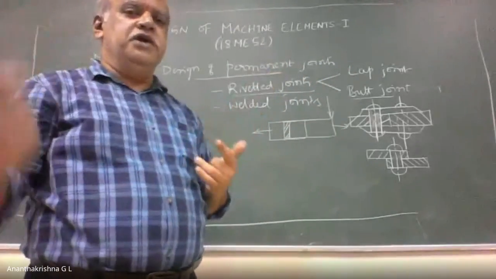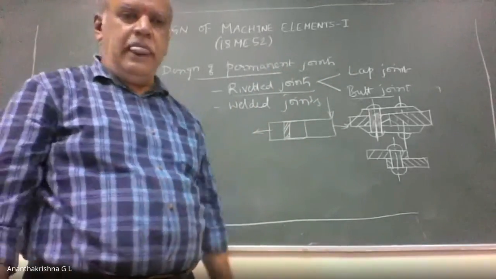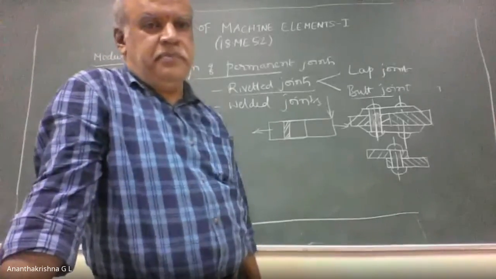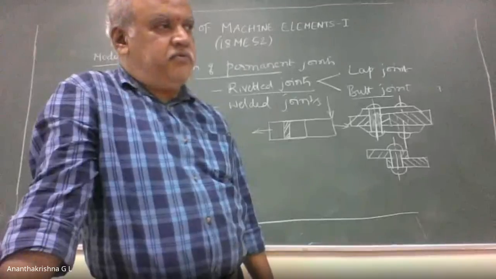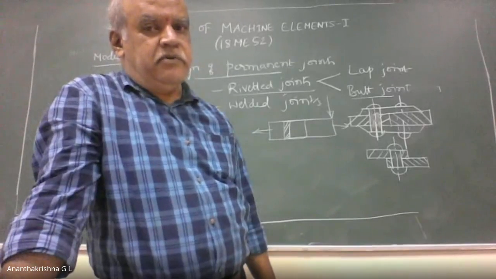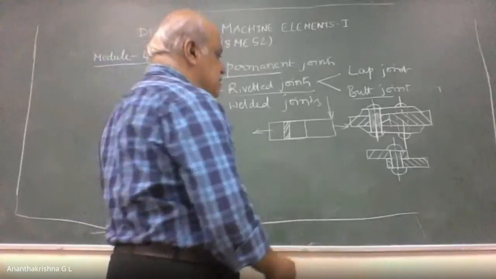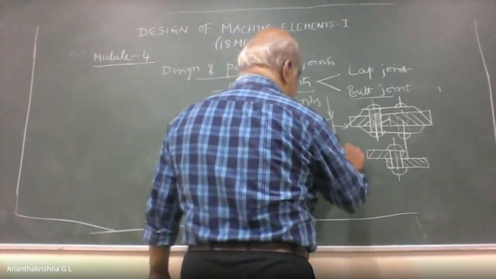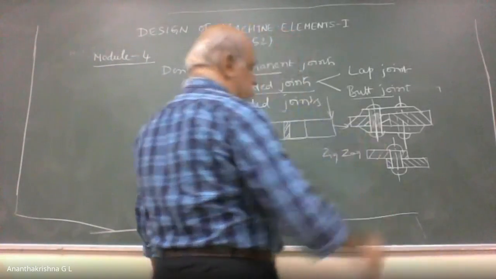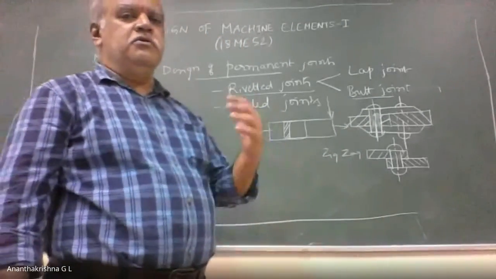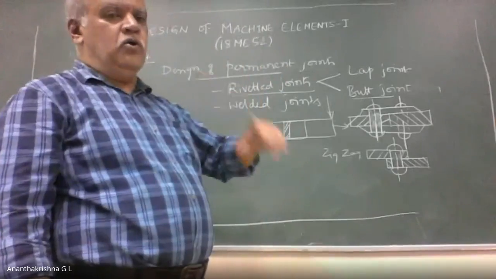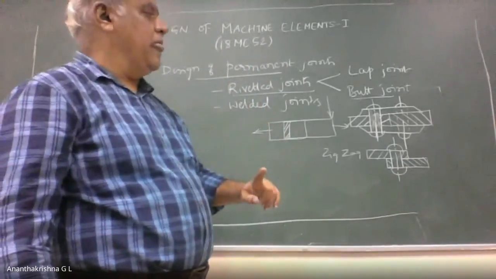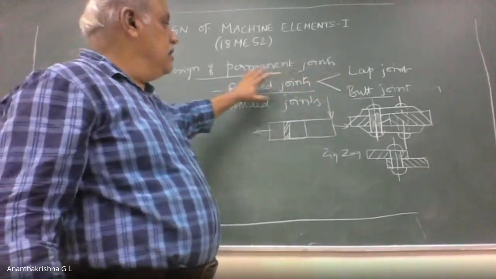It can be chain riveting, or which is the other one? Chain riveting and another type of riveting. Can anyone tell me? Zigzag. Yeah, zigzag joint, exactly. So zigzag joint, it's another type of joint. And also we are going to learn about the riveted joints subjected to eccentric loading, type 1, type 2, and so on.